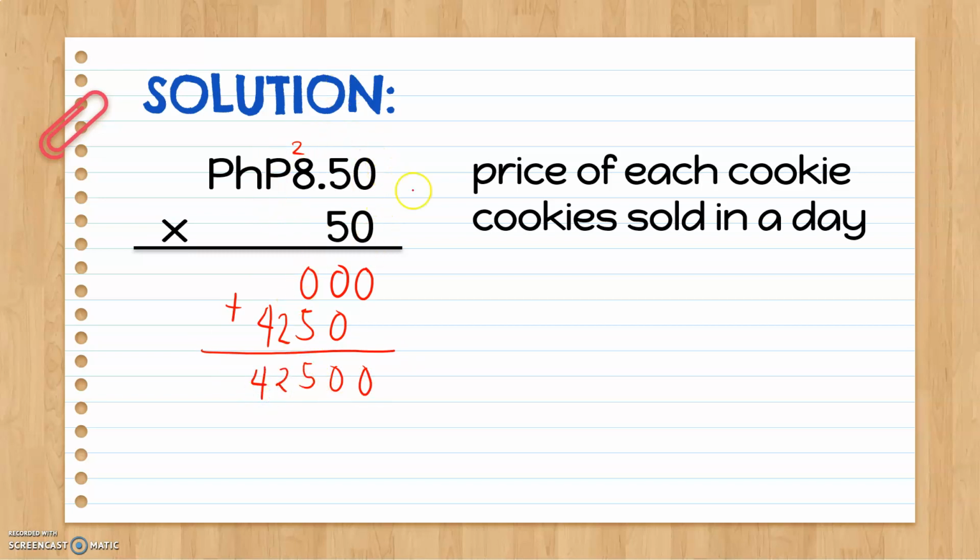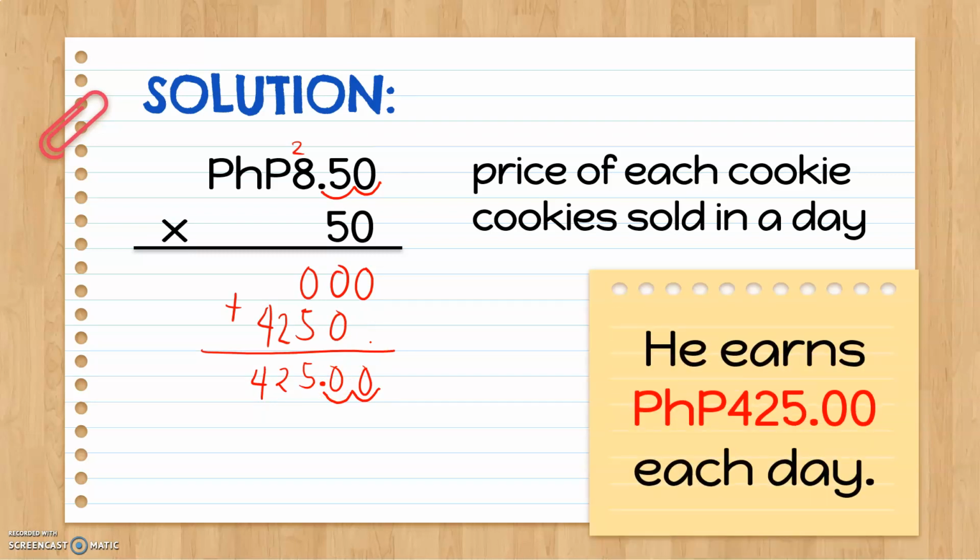Afterwards, we count the number of decimal places there are in our factors. We'll start counting from here. So we'll count 1, 2. In our second factor, we don't have any decimal point, so that means there's no decimal place here as well. So all in all, we only have 2 decimal places. Now, what we will do next is to count the same number of decimal places in our product. So again, we'll start from here, 1 and 2. So that means our decimal point should be placed here. Therefore, he earns 425 pesos each day.